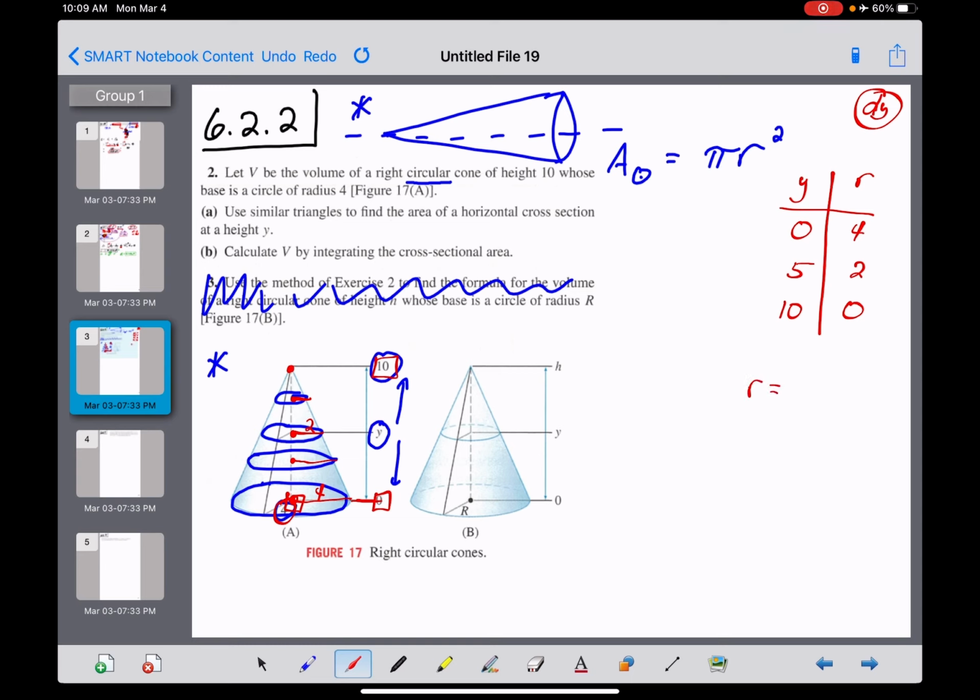Well, here's the way I would do that. I would focus on how big this thing is at its maximum, a radius of 4 with a height of 10. And I just kind of make a ratio out of that. Radius to height is 4 to 10, which of course simplifies to 2/5. So I'd be really tempted to say that r is 2/5 y.